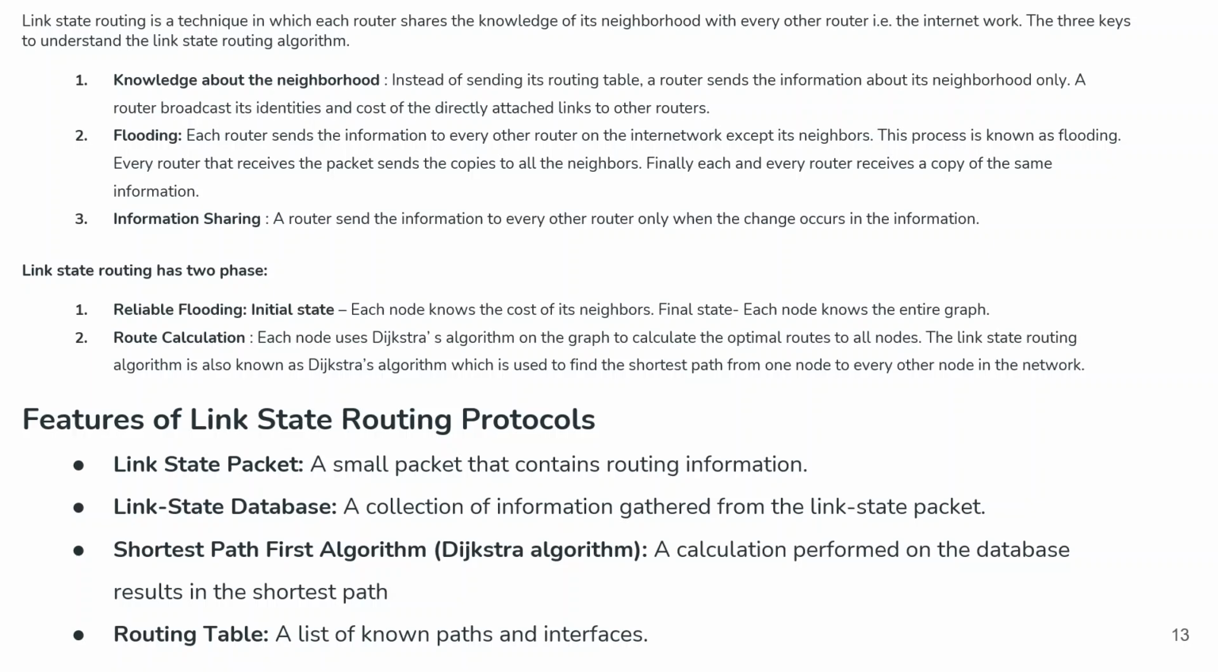Now second phase is route calculation. Each node uses Dijkstra's algorithm on the graph to calculate the optimal routes to all the nodes. If you have studied data structures, then you must know Dijkstra's algorithm. Okay. So the Dijkstra's algorithm is used here to calculate the optimal routes to all nodes. So the link state routing algorithm is also known as Dijkstra's algorithm, which is used to find the shortest path from one node to every other node in the network.